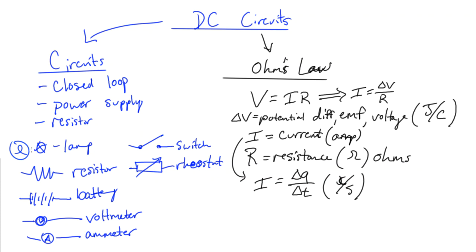Resistors are just a little EKG heartbeat sensor looking thing. Batteries are a series of long and short lines where the short line is denoted as positive and the long line is denoted as negative. You have voltmeters and ammeters. Voltmeters measure voltage, ammeters measure amperage, and you have a switch and a rheostat.